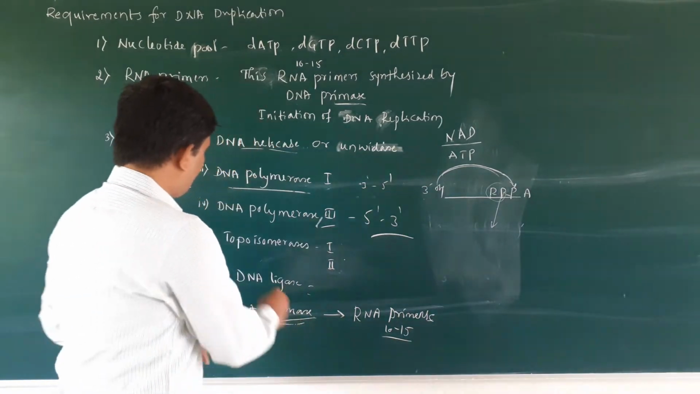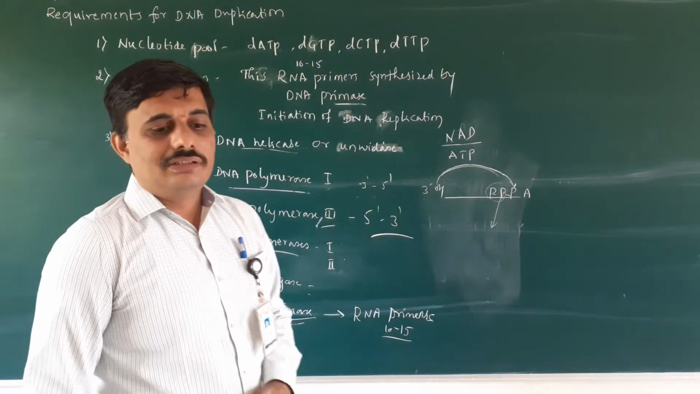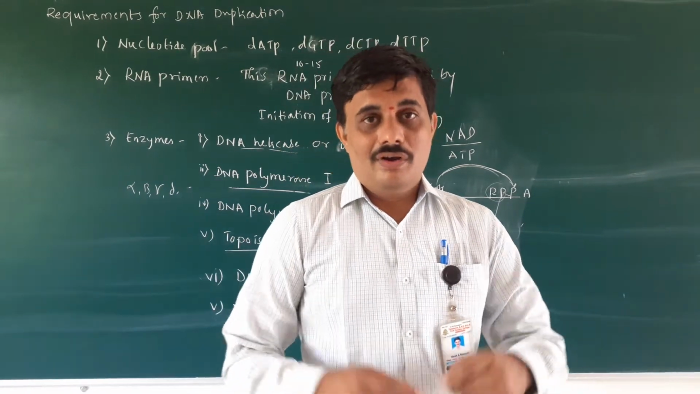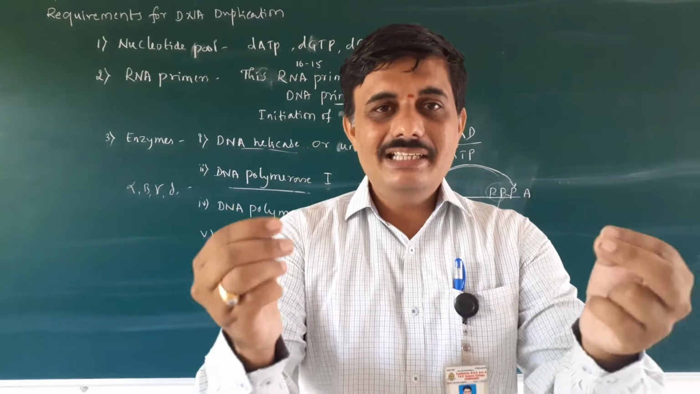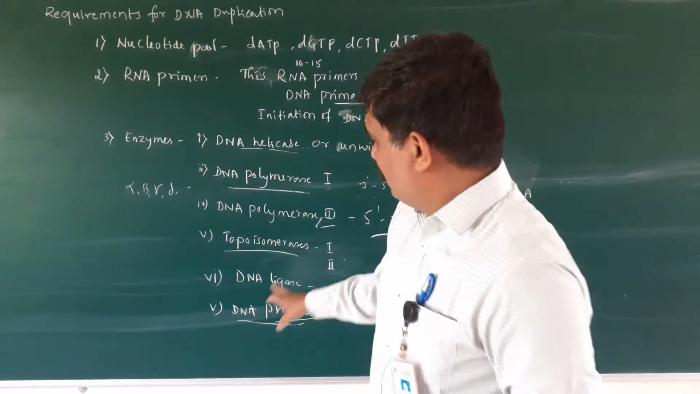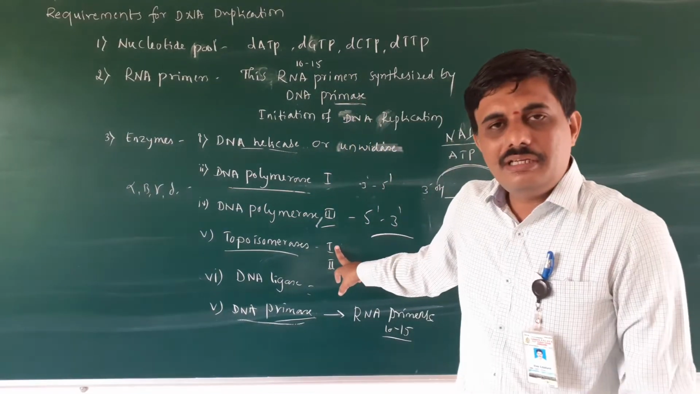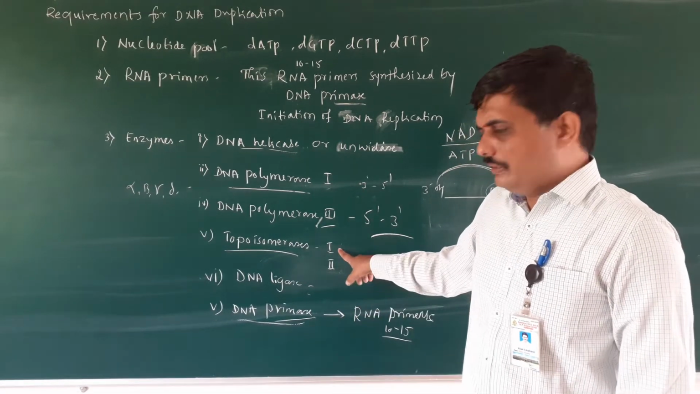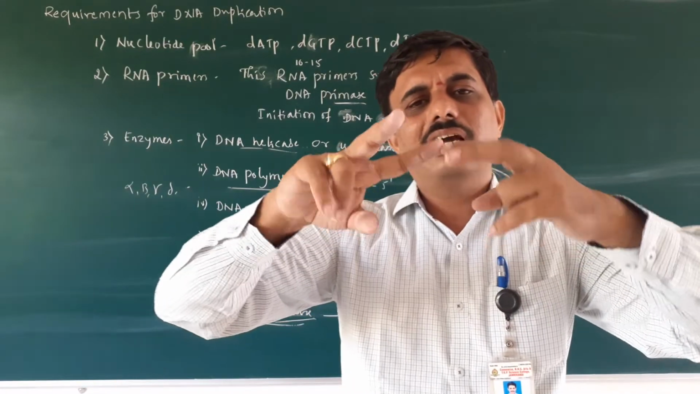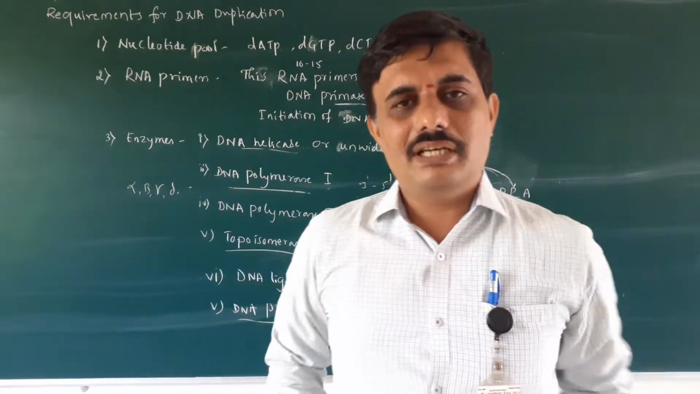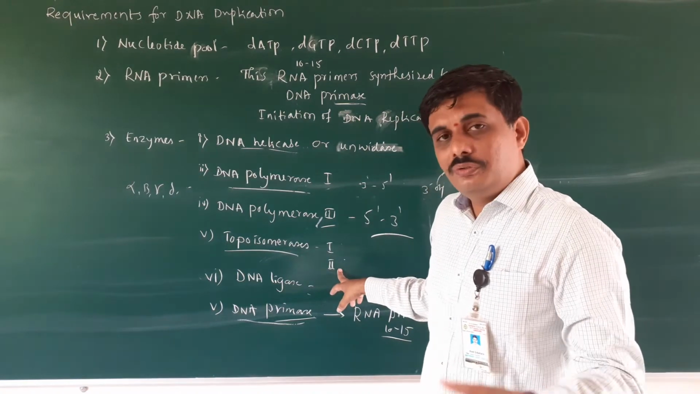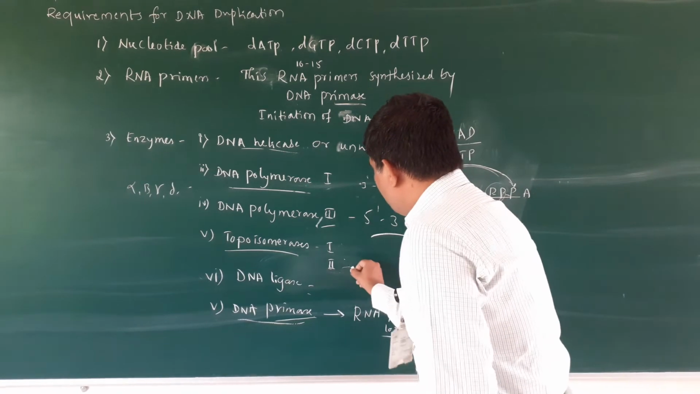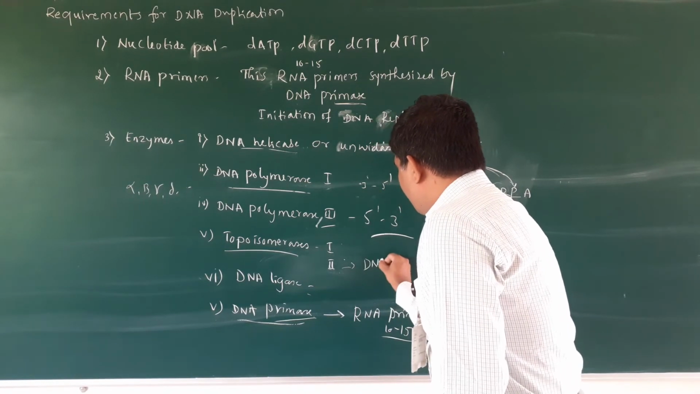The topoisomerases remove the supercoiling that occurs during DNA duplication; they cut and reseal the DNA during the duplication. There are two types. One is called topoisomerase 1, the other is called topoisomerase 2. What does topoisomerase 1 do? It cuts and reseals only one strand of DNA. Whereas topoisomerase 2, the best example is DNA gyrase.